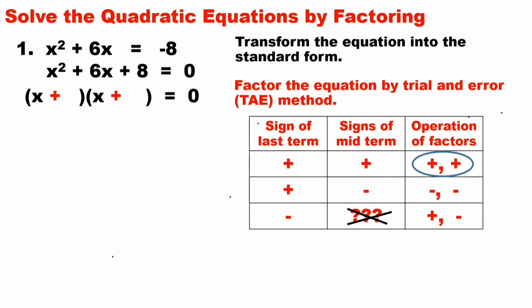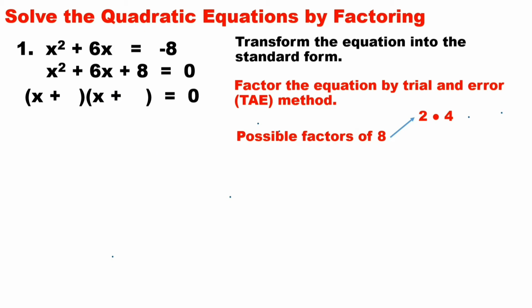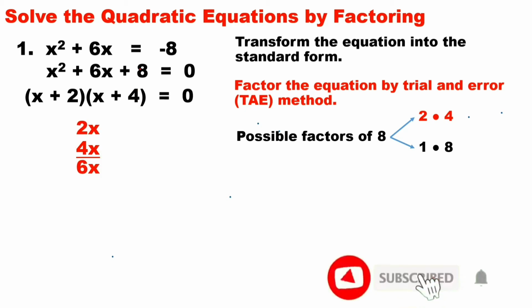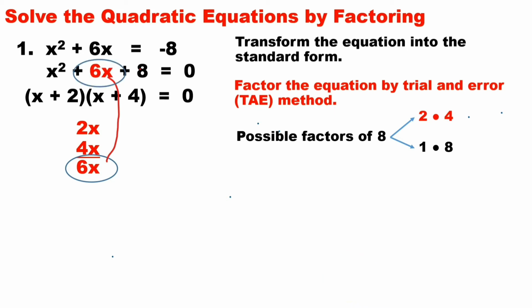Then, match the factors of the first term by the possible factors of 8, which are 2 times 4 and 1 times 8. Let's try first the factors 2 and 4. To check if the factor combinations are correct, let us add the product of the inner terms, which is 2 times x is 2x, and the product of the outer terms, which are x times 4 equals 4x. Let us now add 2x plus 4x equals 6x and match it to the middle term of the quadratic equations.